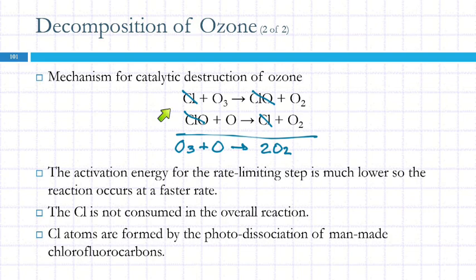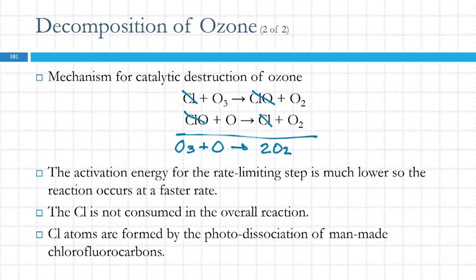You could be given this mechanism and asked, what species is the catalyst? So you're looking for something that was there to start with and is there to end with. The intermediate is something that you didn't start with. It shows up in the middle, and then it goes away again. So the catalyst is not consumed in the overall reaction.